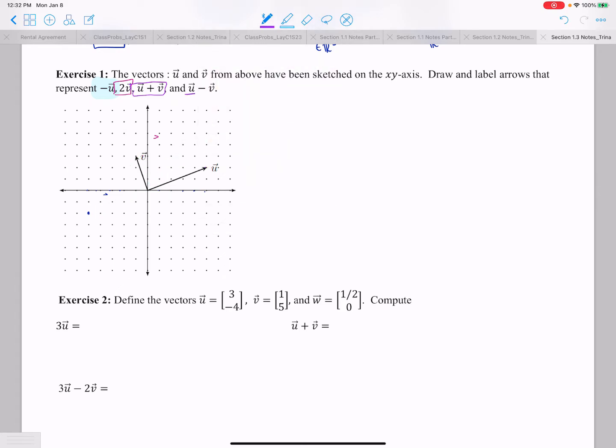Then finally, if I have u minus v, it's going to be u plus the negative v. So negative v is this. And so if I do the head to tail method, you can put either one. So I'm going to transform this, put it over here. And that means the vector from the origin to that is u minus v. So that's kind of a visual description of adding and subtracting and multiplying by a scalar with vectors.